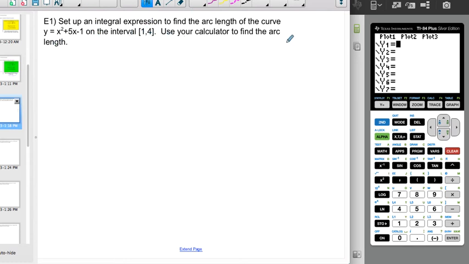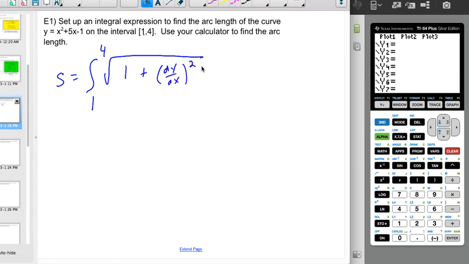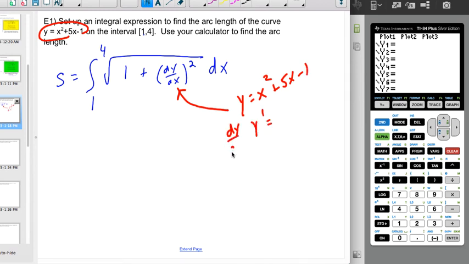So I want to find the arc length for this curve from 1 to 4. To do that, I know that the arc length is going to be the integral from 1 to 4 of the square root of 1 plus whatever my derivative is, quantity squared, with respect to x. So really, my job is to find the derivative. My job is to take this function, and say, okay, cool. If y is x squared plus 5x minus 1, then my y prime or my dy/dx, it doesn't matter which notation you use, equals 2x plus 5.